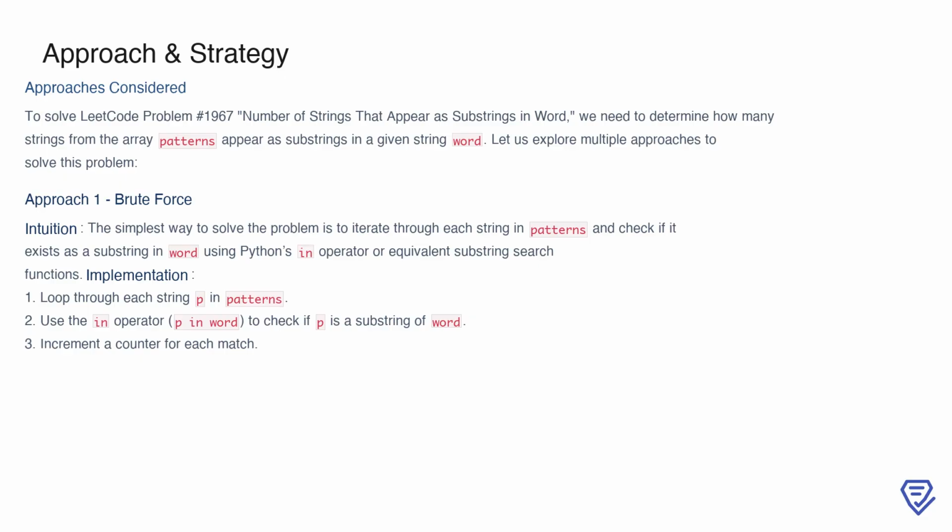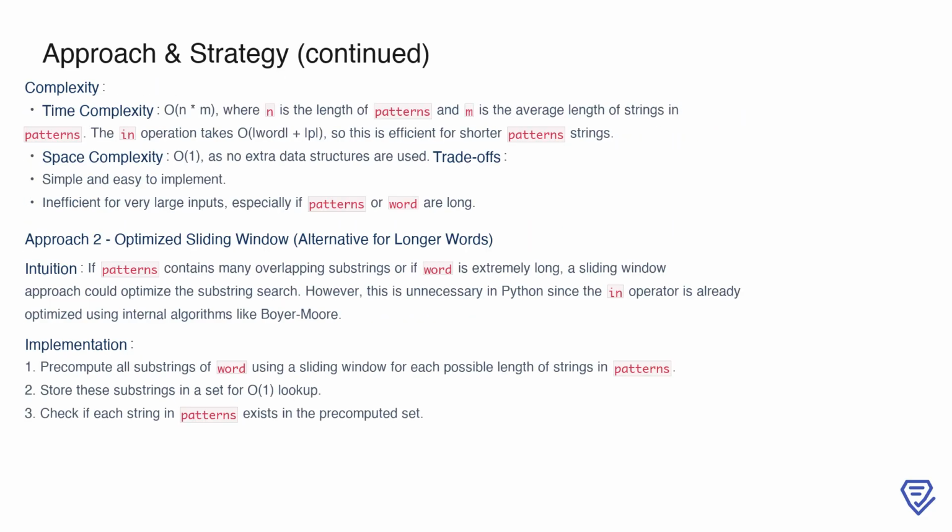When analyzing the brute force method, we see that its time complexity is O(n * m), where n is the number of strings in patterns and m is the average length of strings in patterns. The in operator itself operates in O(word + p), which is efficient when the strings in patterns are relatively short. Space complexity, on the other hand, is O(1), because we do not use any additional data structures. While this approach is simple and easy to implement, it can become inefficient for very large inputs, particularly when patterns or word are lengthy.